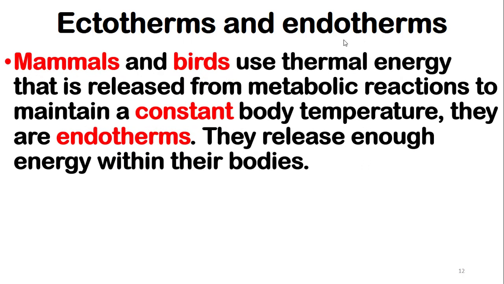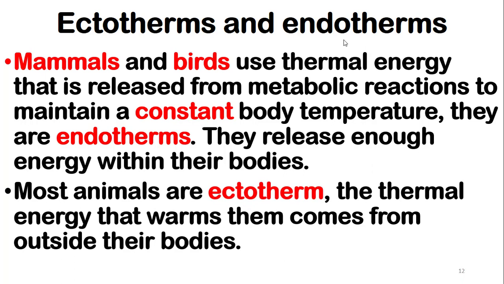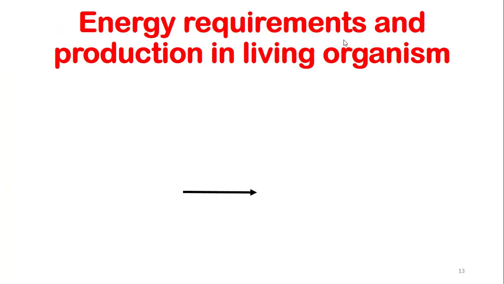One thing more I would like to add over here is that ectotherms are less active when the temperature is very cold, and they also protect themselves in burrows, specifically in very hot weather. Mammals and birds use thermal energy that is released from metabolic reactions to maintain a constant body temperature. They are endotherms. They release enough energy within their bodies. And most animals are ectotherms. The thermal energy that warms them comes from outside their bodies.